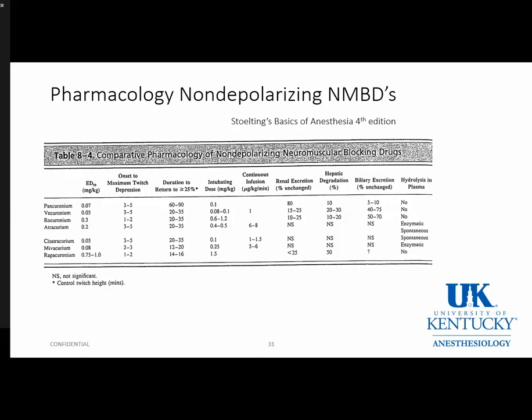And here is a summary chart out of an edition of Stoelting's Basics of Anesthesia that gives you some of the doses, the time of duration to at least 25% recovery, which is when you should wait for that. That'll be covered in another lecture in this block. You should wait until that degree of recovery before you reverse. It also gives the intubating dose, continuous infusions, and some of the pharmacology and pharmacokinetics that would be important to the different drugs.